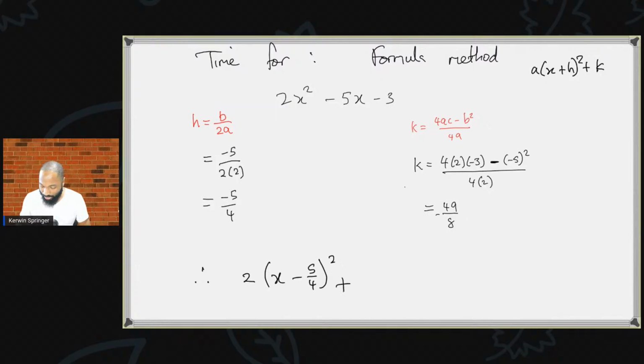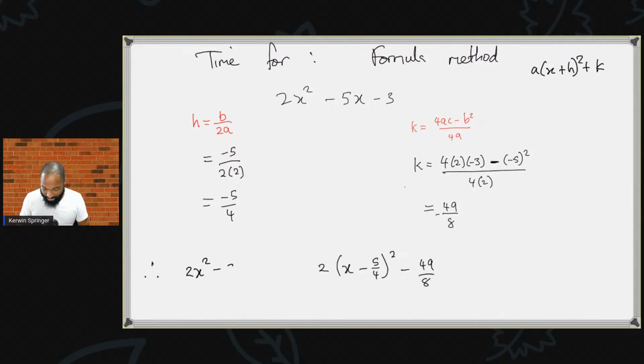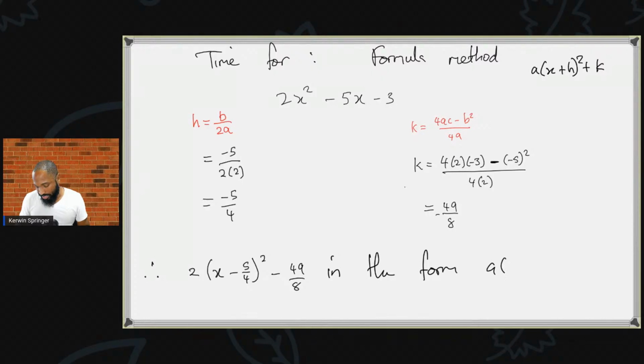And I'm not just going to put plus K. I want to see the sign. So since it's negative, I just put -49/8. And I'm good to go there. That's the answer. You write it in the big boy way. Therefore, you could put this is equal to that, or you can say this is in the form a(x + h)^2 + k, where h is -5/4 and k is -49/8. Formula method.